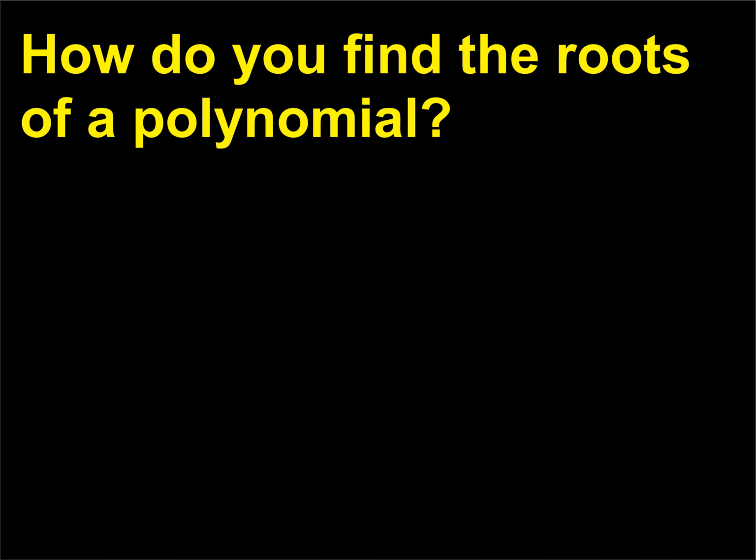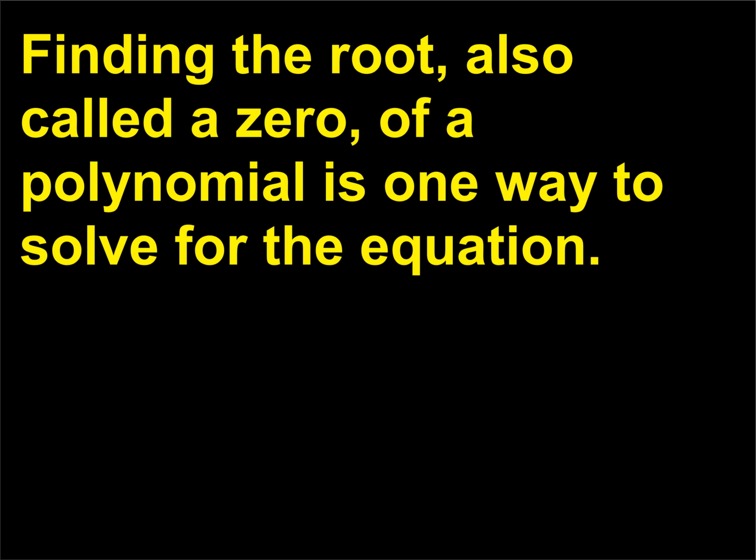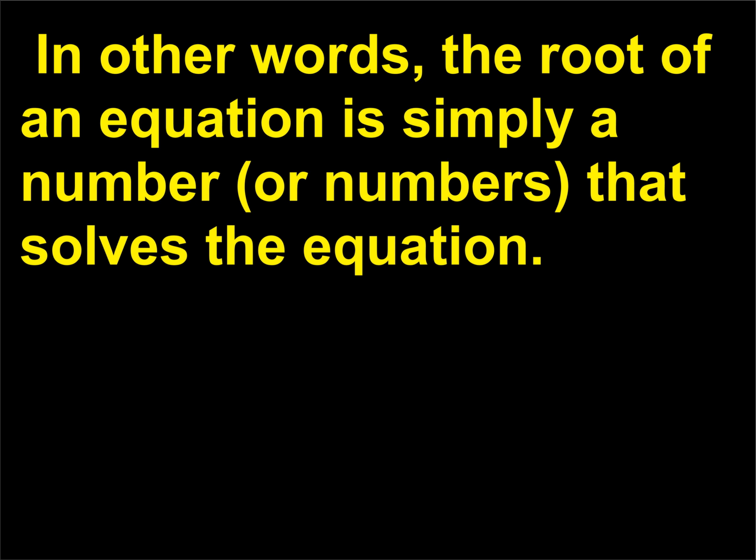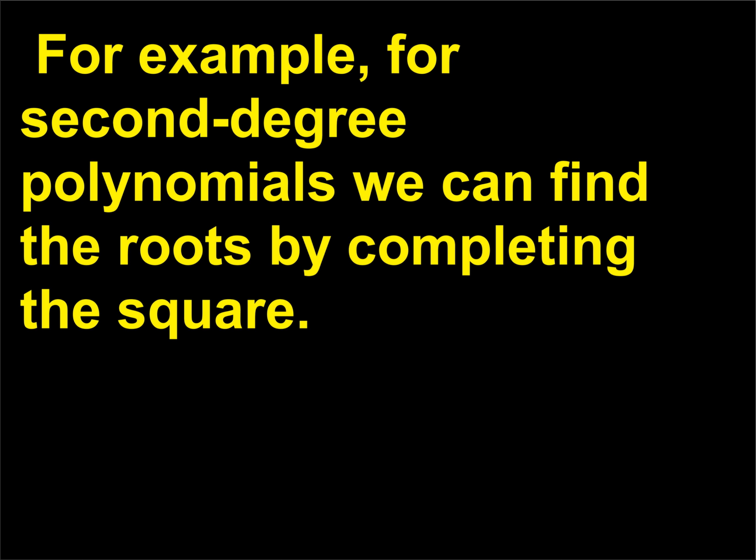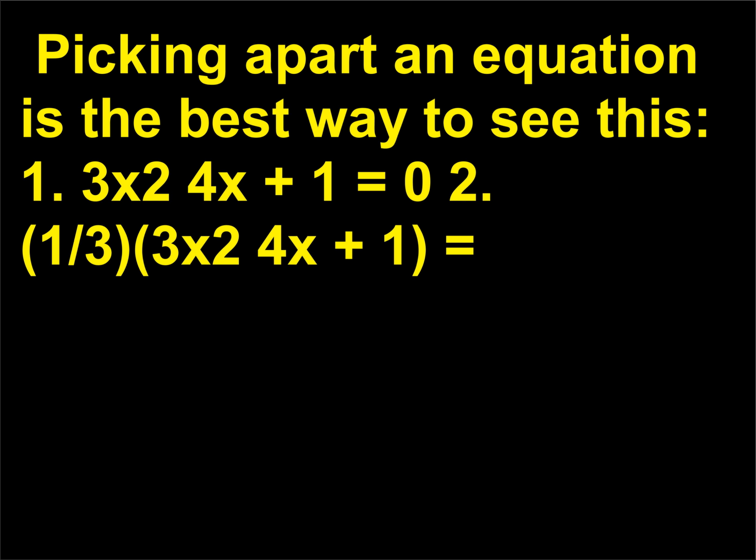How do you find the roots of a polynomial? Finding the root, also called a zero, of a polynomial is one way to solve the equation. In other words, the root of an equation is simply a number, or numbers, that solves the equation. For example, for second-degree polynomials we can find the roots by completing the square. Picking apart an equation is the best way to see this.